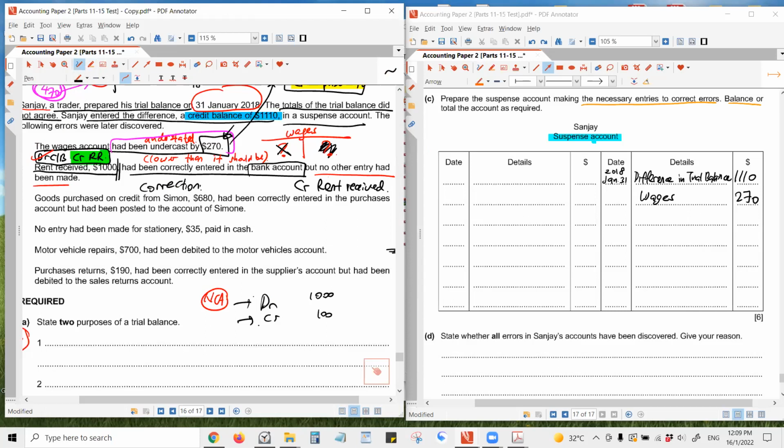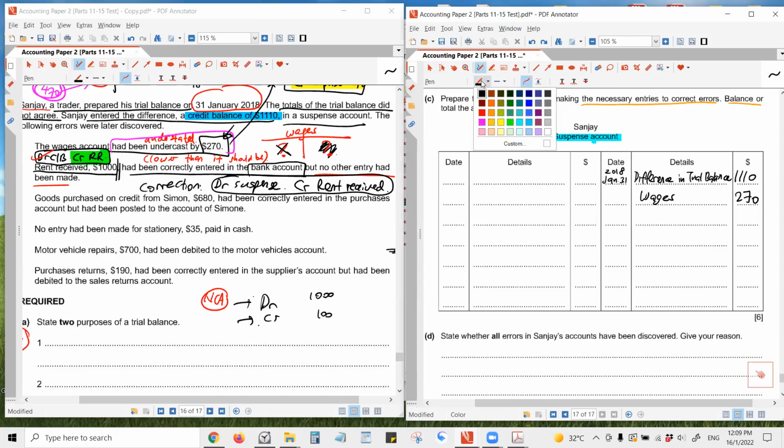Actually, nothing else to correct, right? That means the debit entry must be going to the suspense account. That's how you know whether you need an entry in the suspense account or not. Can understand? Okay, this second one is quite simple. So show it in the suspense account. Do this entry, debit suspense. Amount is 1,000.